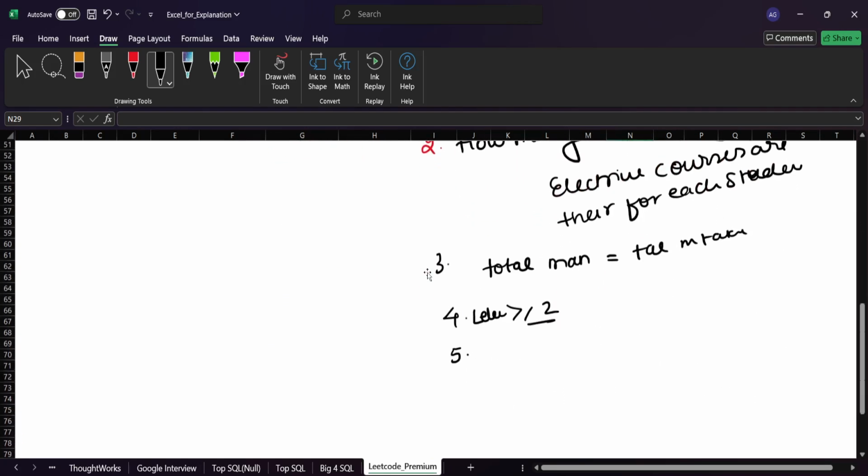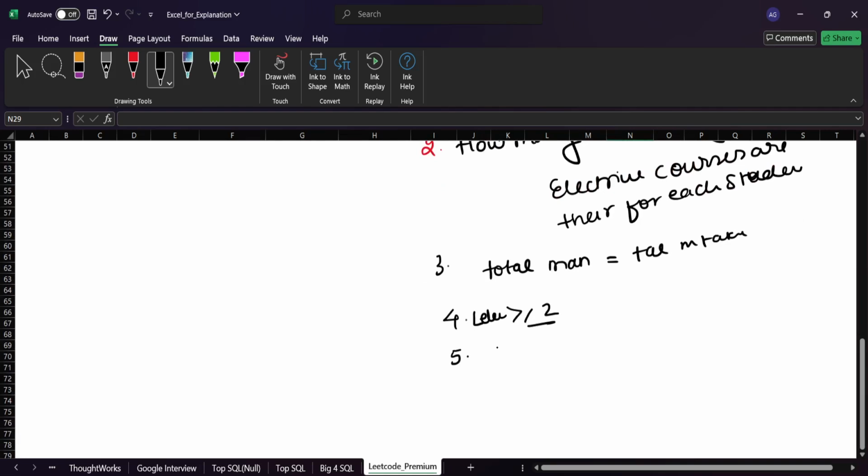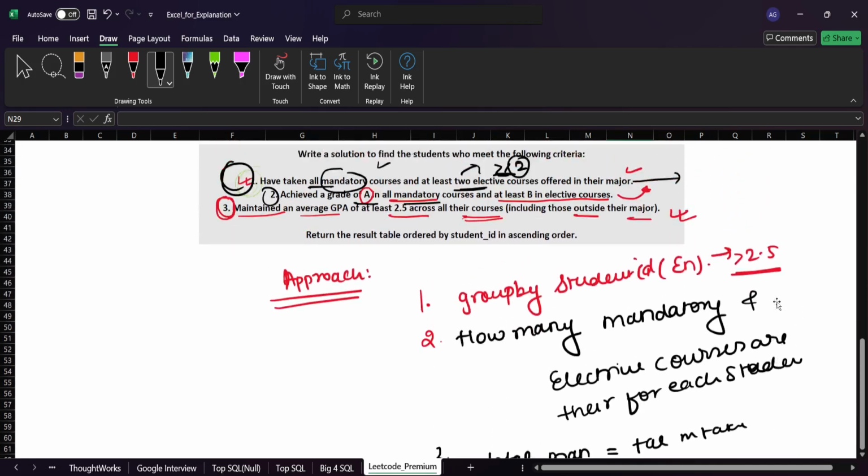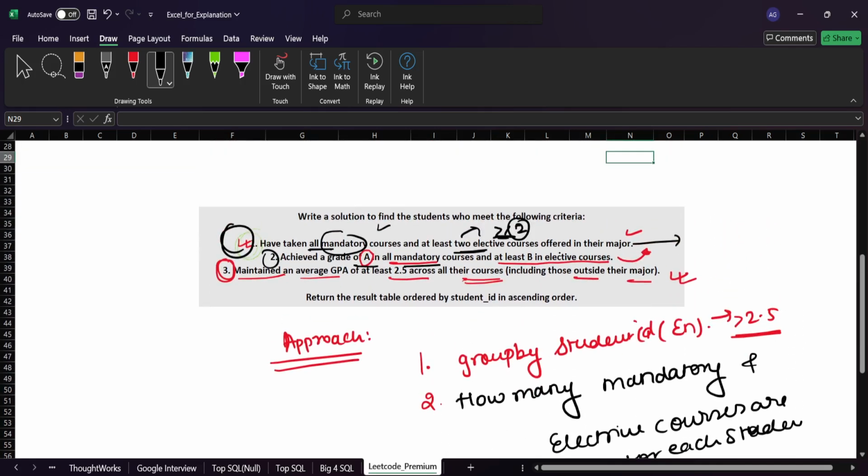Okay, so once we get the total number of mandatory courses, we will again check if total mandatory courses is equal to total grade A, right? If these two conditions are met, then we can say a student has covered condition 2 also. So this condition would be there, and then at least B in the elective courses.